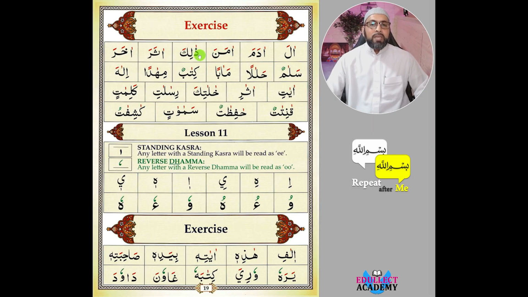And then next word. Dhalika. Dhalika. Next word. Athara. Athara. Repeat again. Athara. Akhara. Again. Akhara. Last time. Akhara. Next word. Salamun. Again. Salamun. One more time. Salamun.